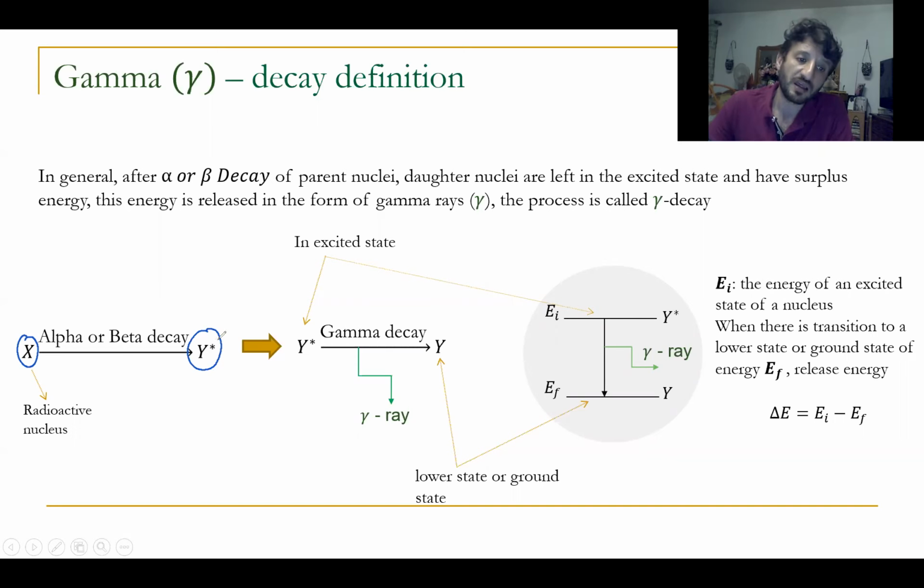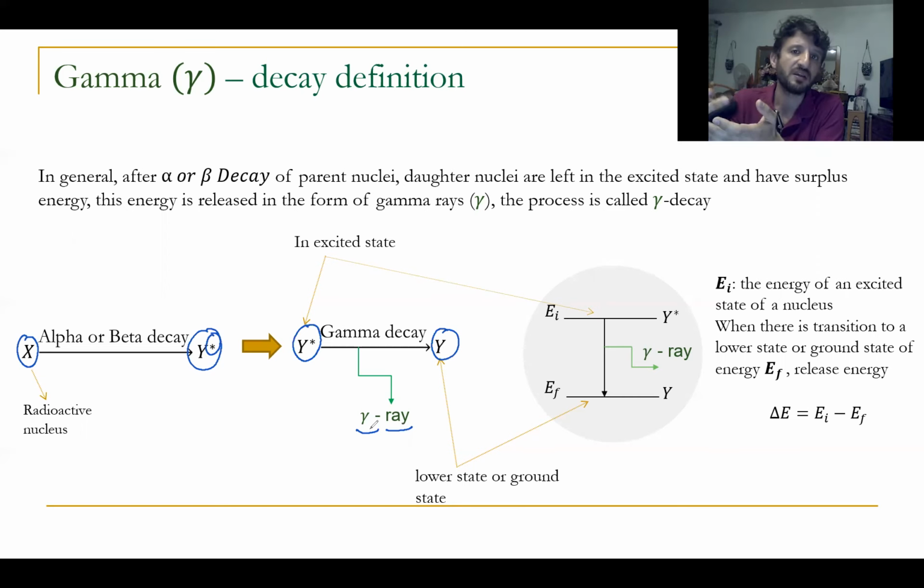Why do we have a star? It means this daughter nucleus is in the excited state, not in the ground state. So this daughter nucleus will decay by gamma decay to a lower level. This level can be the ground state or any lower level, by emitting a gamma ray. So during gamma decay, we have a gamma ray emission.